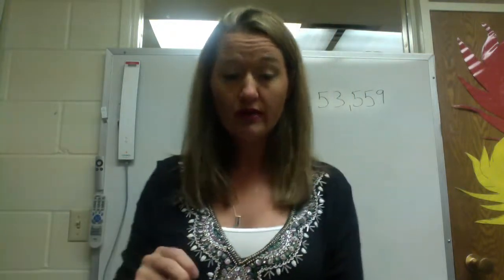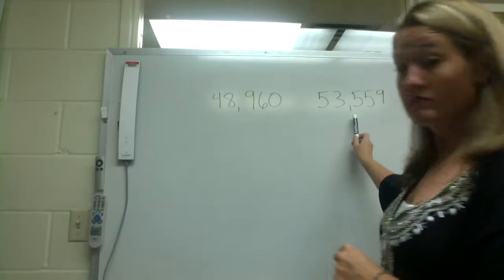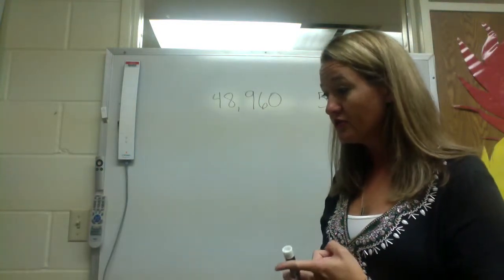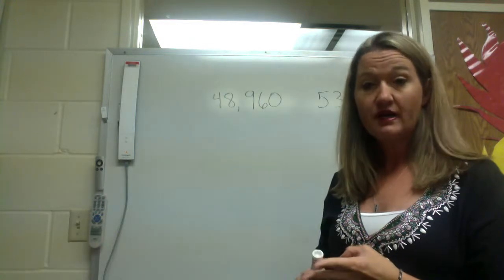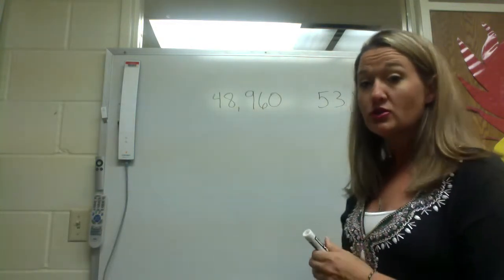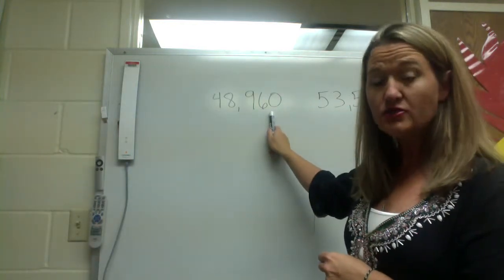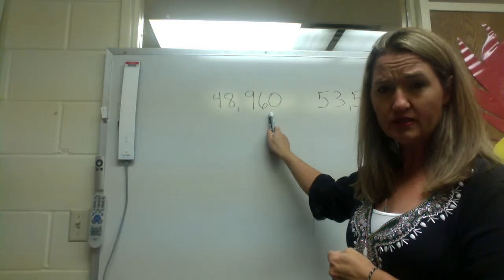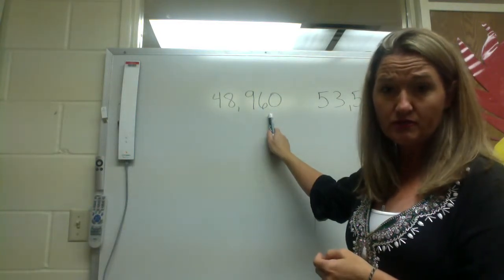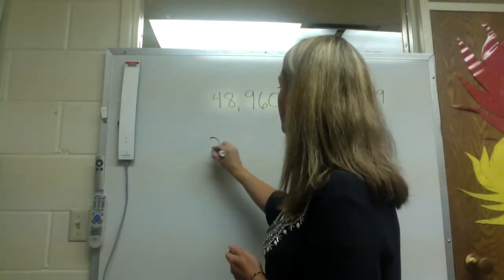Those are very important. So I've got two numbers up here that we are going to check for divisibility by 2, 3, 5, 9, and 10. Let's start with this one. Check for 2. The divisibility rule for 2 is basically if it's an even number, it's divisible by 2. Yes, this is an even number, so it's divisible by 2.